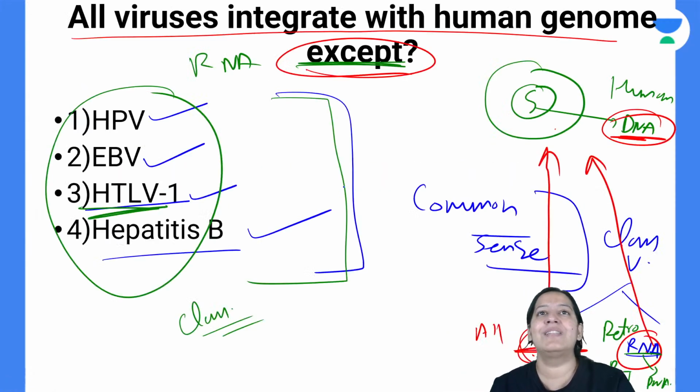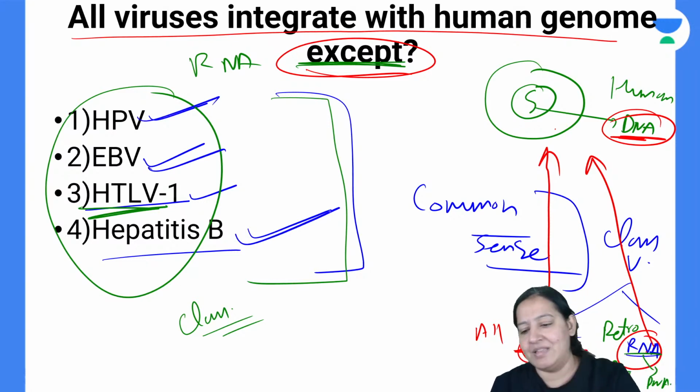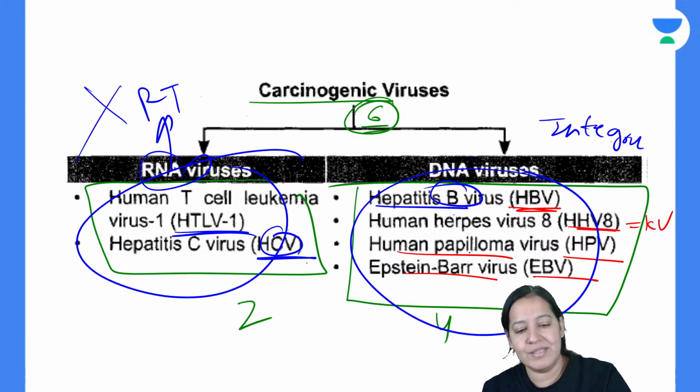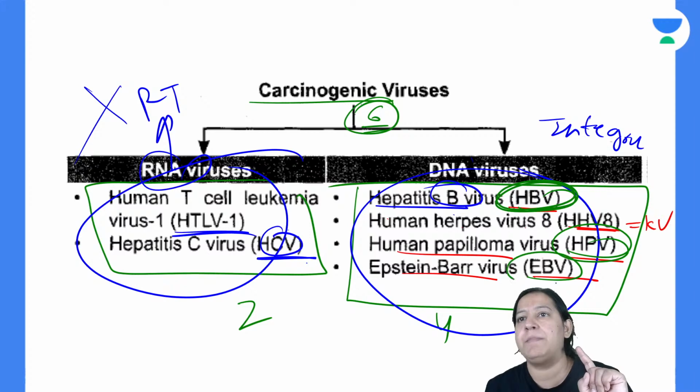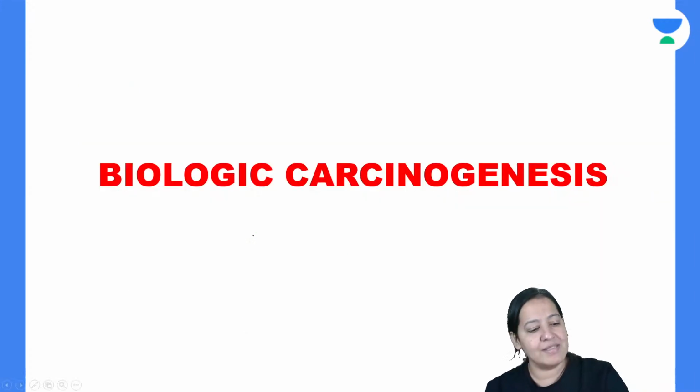Now see, you can see the options here. Out of this, HPV, EBV, and hepatitis B, these 3 options are given here, no? But the 4th option is HTLV, which is the RNA virus. So our answer is HTLV.